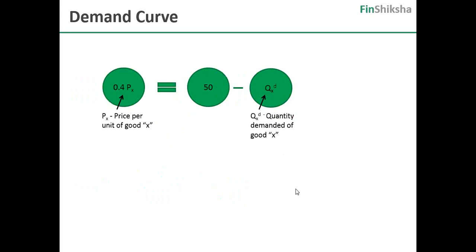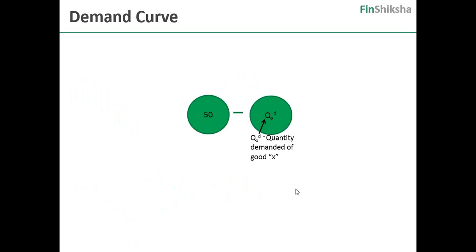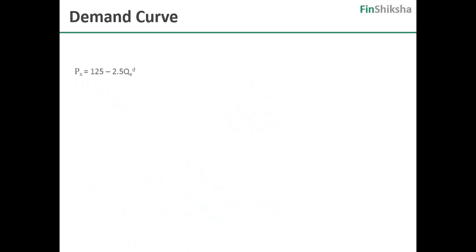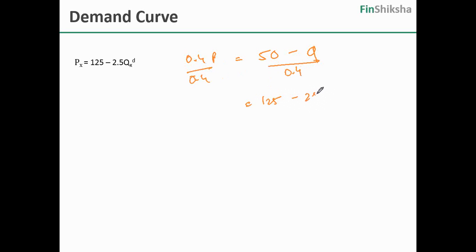So we do this and then we realize that 0.4 goes away, and what we have is price equals 125 minus 2.5 Qx. How did we get this? If you remember, we divided both sides of the equation, which was 0.4 P equals 50 minus Q. We divide both sides by 0.4 and we get 125 minus 2.5 Q. The negative sign shows that the price going up would result in quantity going down.